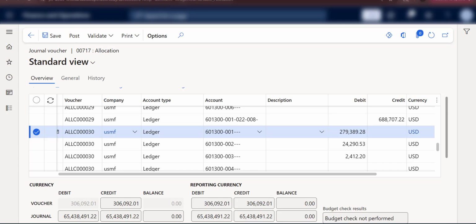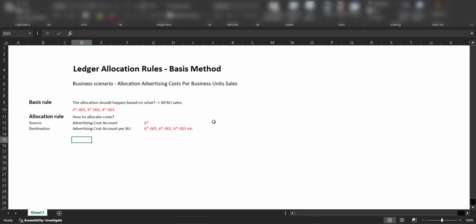All right, so that's all about this basis method. This is a very simple one, but we can definitely use the same logic to design more complex scenarios using the same basis factor. Okay, I hope this video is helpful.